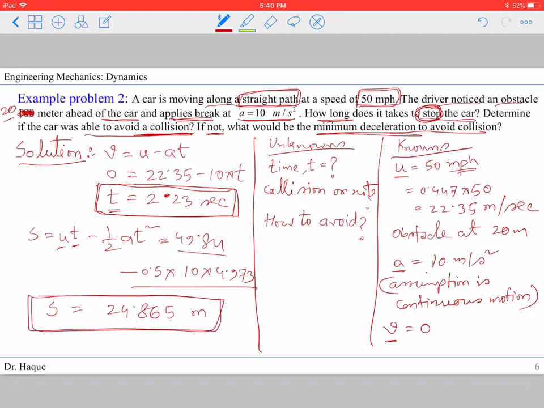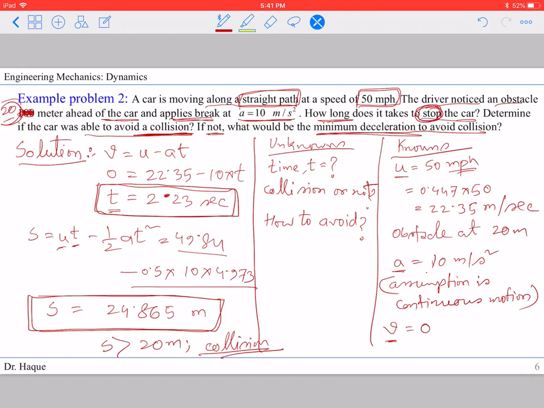So we found that the obstacle was 20 meter away, so s is greater than 20 meter. That tells us collision will occur, collision will happen. So we need to come up with a solution for how to avoid the collision.